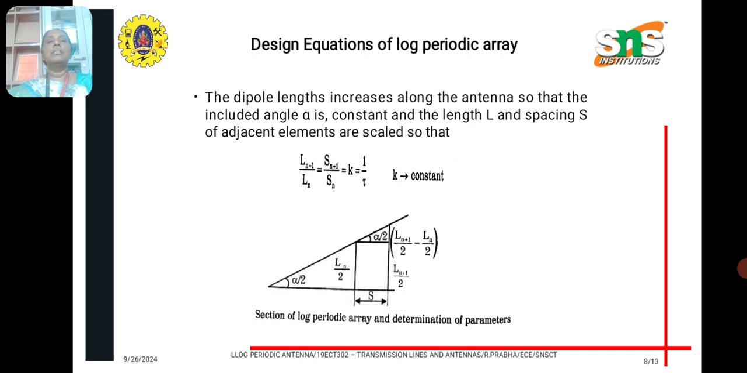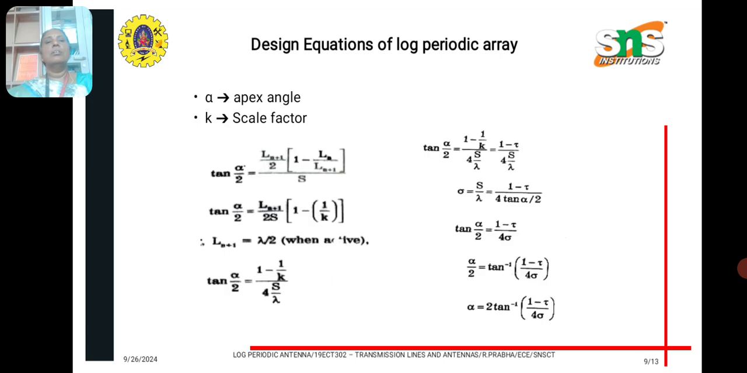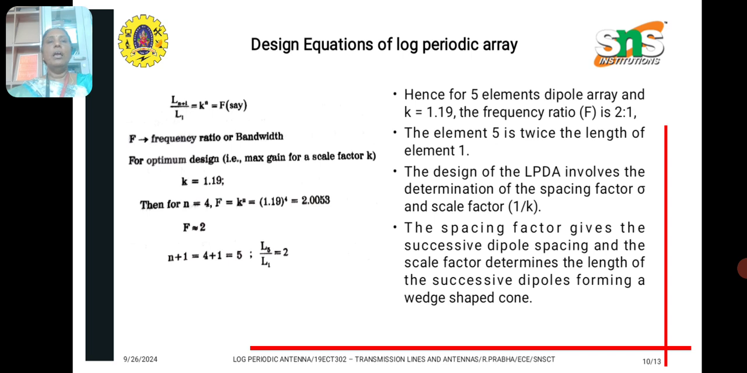The dipole length increases along the antenna so that the included angle alpha is constant along the length, and spacing S of adjacent elements is scaled so that L(n+1)/Ln is equal to S(n+1)/Sn is equal to K is equal to 1 by tau. So here K is constant and alpha is called the apex angle, K is the scale factor. For a 5 element dipole array, K equals 1.19 according to the formulas we have seen already, and the frequency ratio is 2.1. The element 5 is twice the length of the element 1.